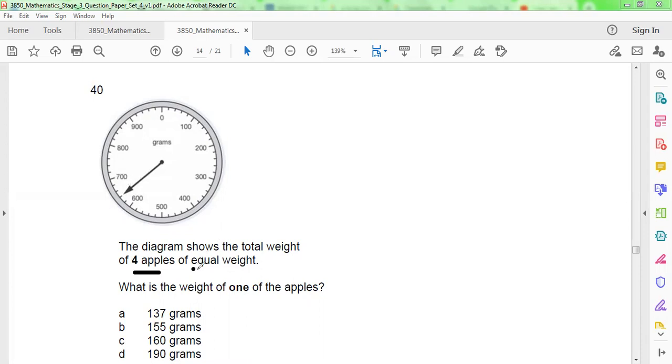And notice this equal weight. All right. So before we can do this, we need to configure these calibrations. Between this one, the 100 and 200, as you can see, that's 100, right? So everything goes by 100.